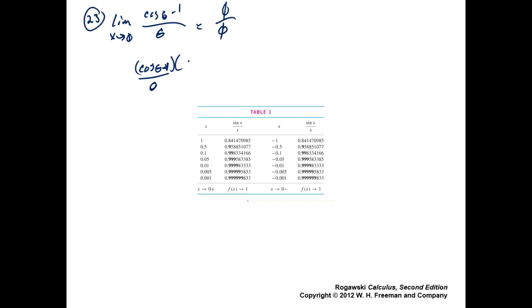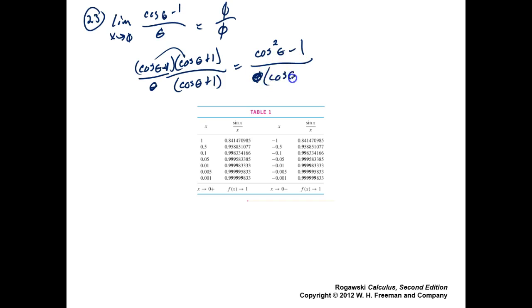Now, I'm going to do something that's rather strange. I'm going to multiply this by its conjugate. I know that's not in the denominator, but I'm still going to do it. Multiply that by cosine theta plus 1. But if I multiply the numerator by that, then I'm also multiplying the denominator by cosine theta plus 1. Okay? Now, what does that produce? Cosine squared theta minus 1, right? You get that? Over theta times, that's supposed to be a theta, not a 0, theta times cosine theta plus 1.